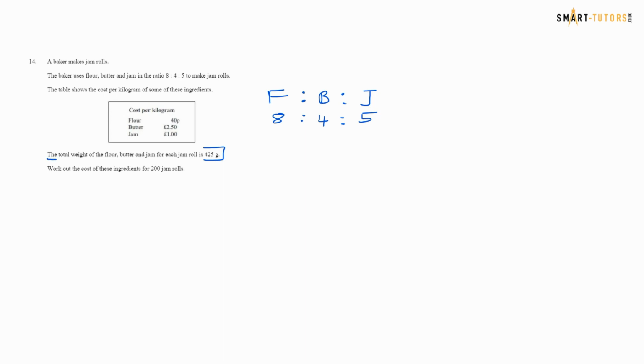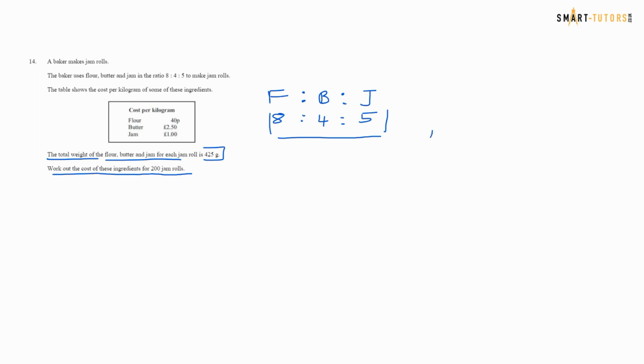So we need to understand the total weight of all 3 is 425 grams. Work out the cost of these ingredients for 200 jam rolls. So the total weight of the flour, butter and the jam for each jam roll is 425 grams. So how to find out? First of all, this is the weight ratio. So flour is 8 portion. So the flour, butter and the jam is in the portion of 8:4:5.